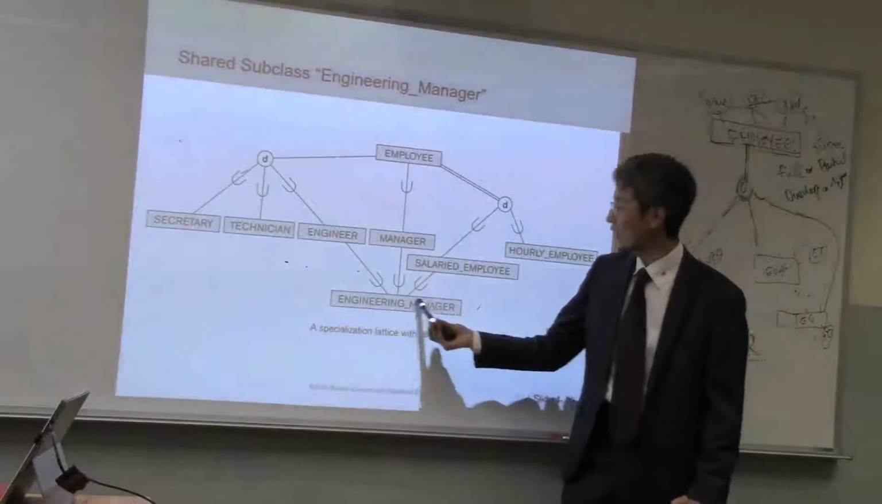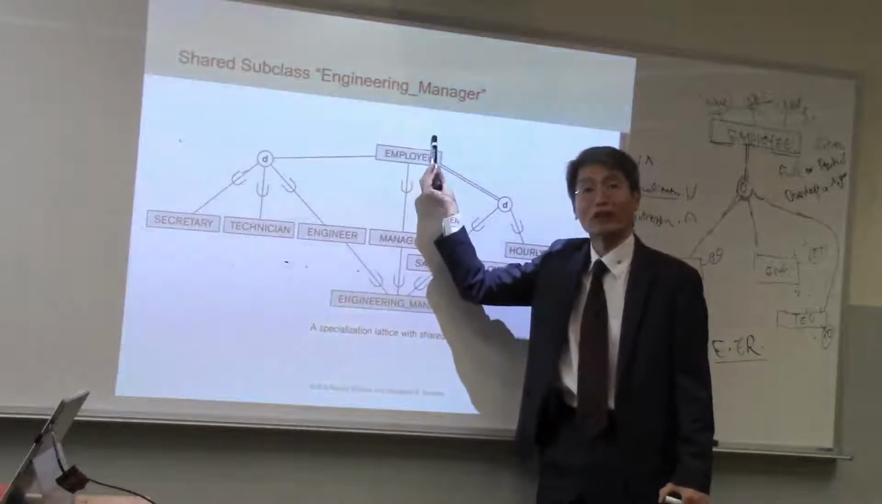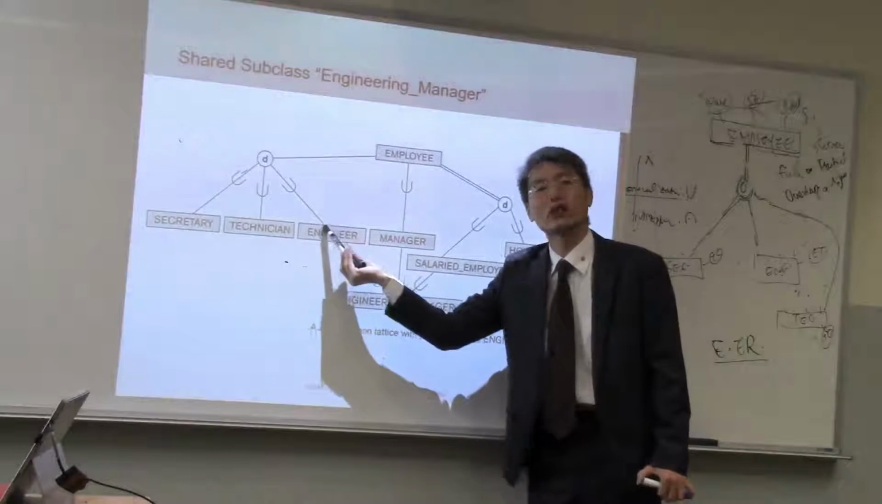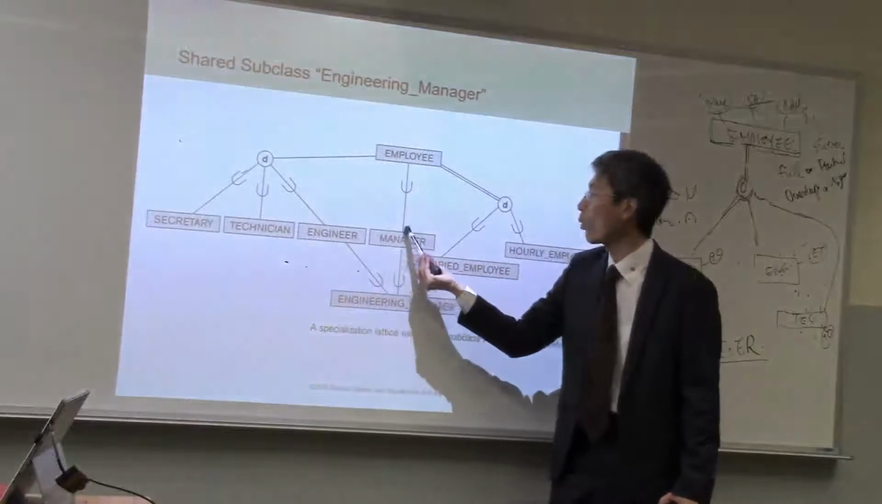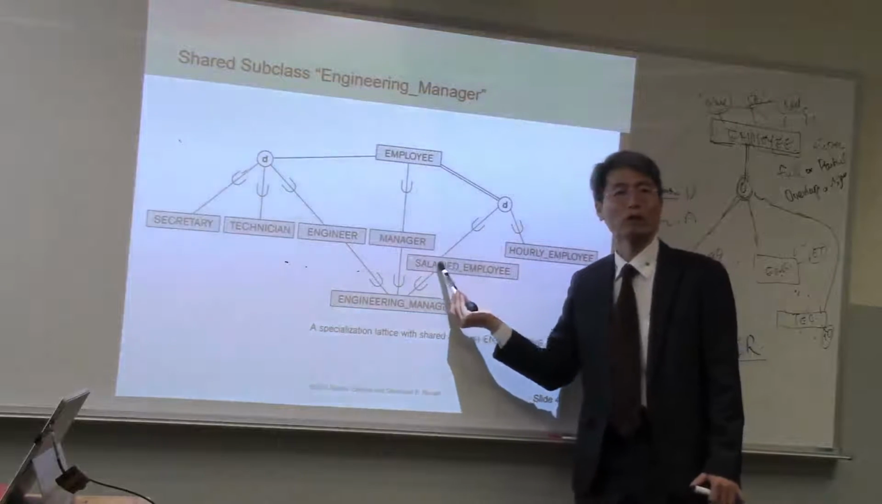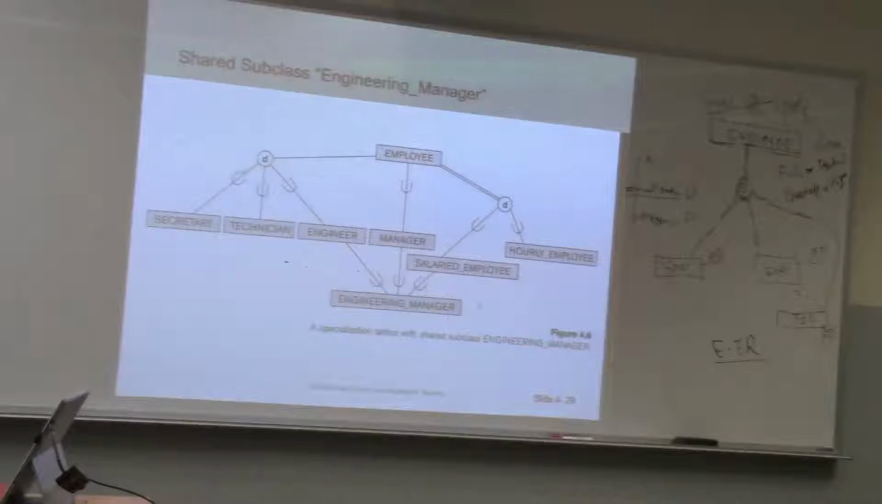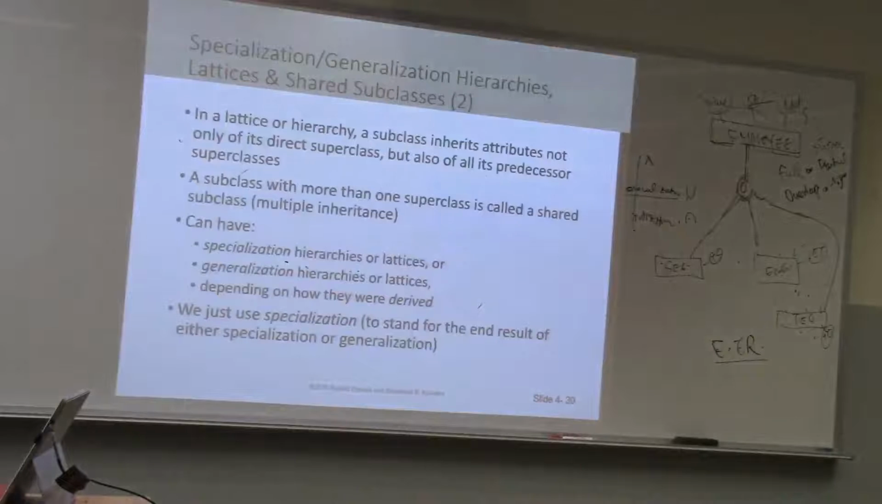Okay? Which means this engineer manager has all information about employee definitely, and also all engineer information, engineer grade, and all manager information, managing department, and salaried employee information will be inherited to this one. This is called tree structure. Okay? So ER diagram allows tree structure also.